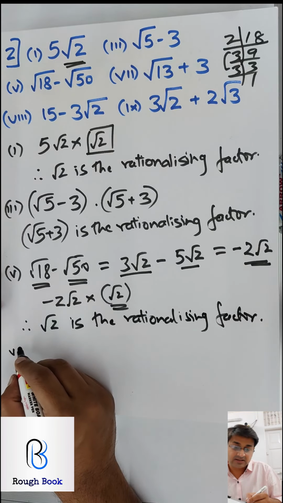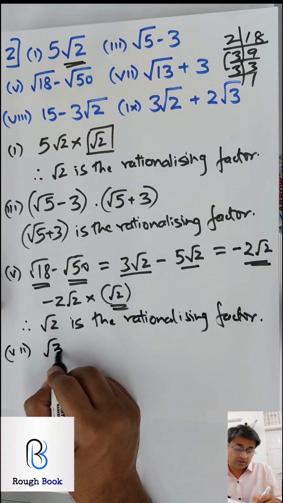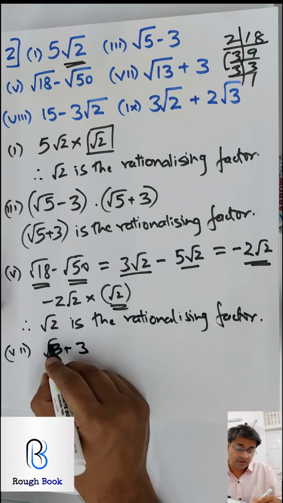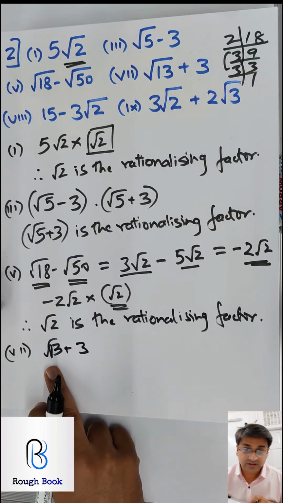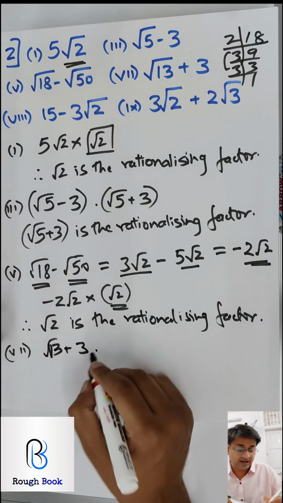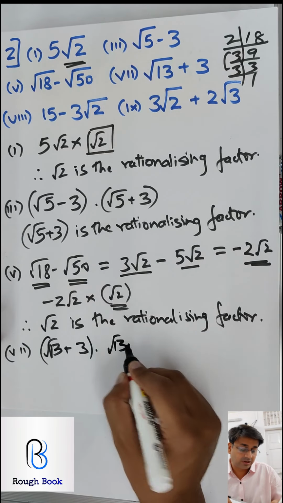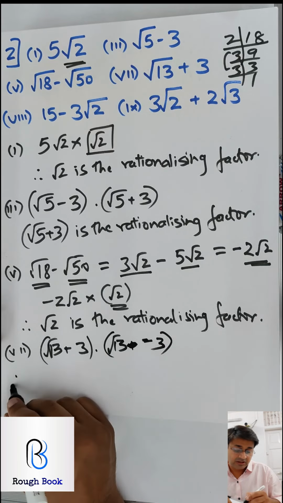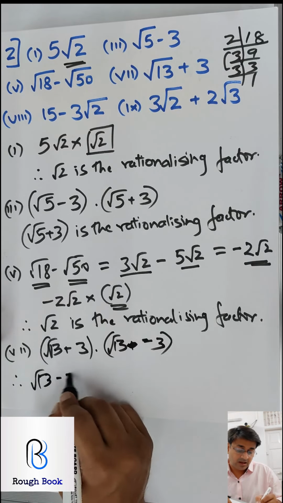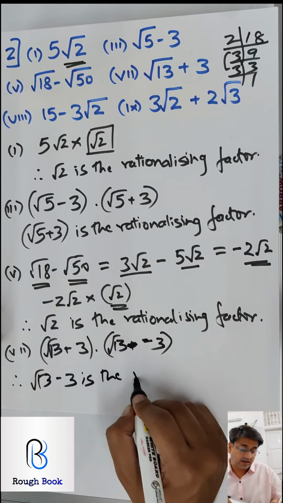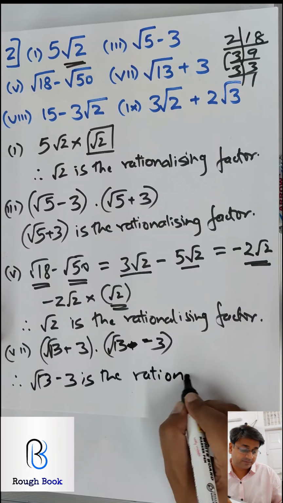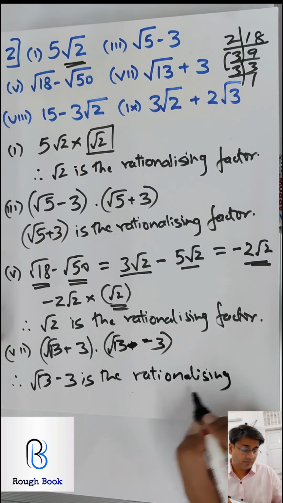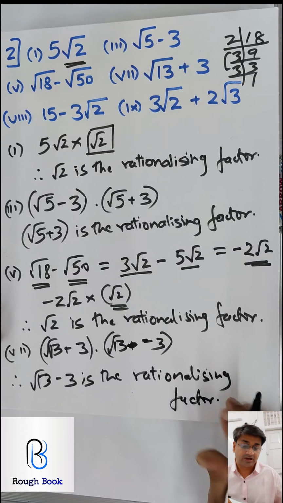Can you try the seventh one? Root 13 plus 3. Here this is already a pure surd. You can't convert to mixed surd. So directly we'll have to multiply with root 13 minus 3. So you'll say therefore root 13 minus 3 is the rationalizing factor. Got it? That's it. Move to the next two.